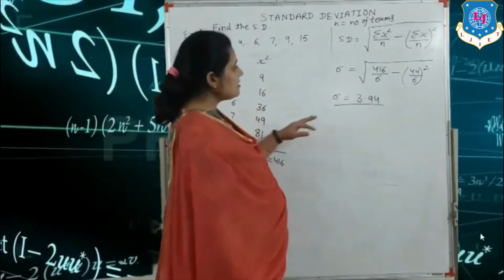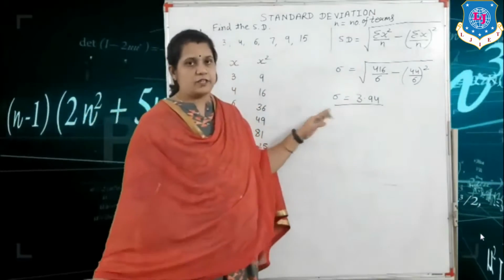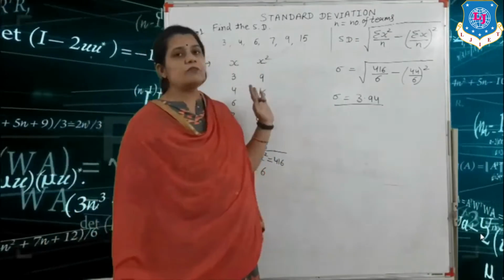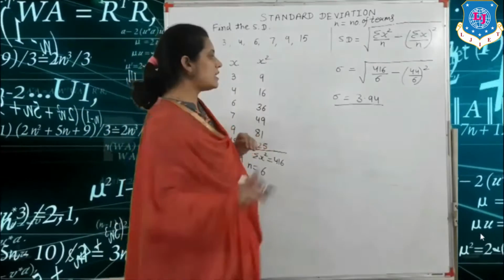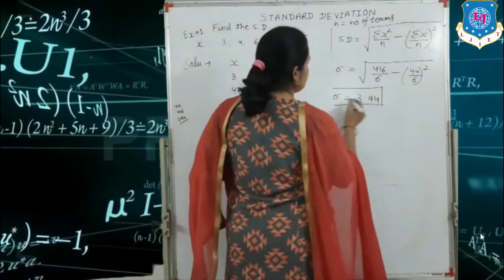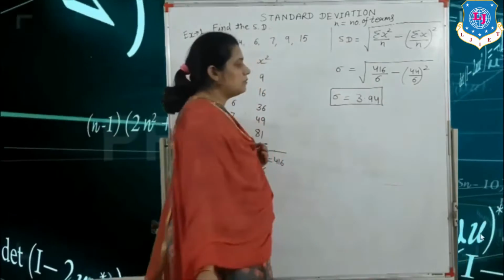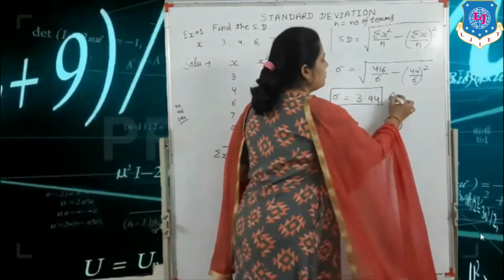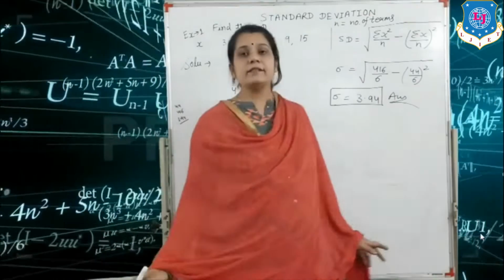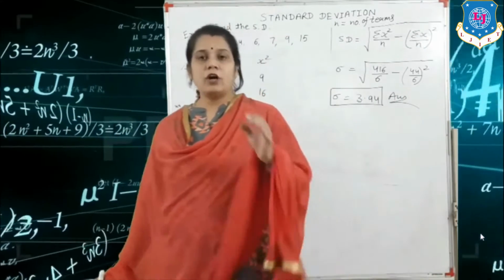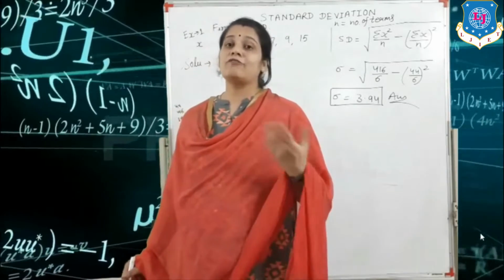Okay, so this is the standard deviation according to this value of x. So this is our final answer. That means the standard deviation sigma is equal to 3.94. This is your answer. But this formula depends only on the value of x being given.